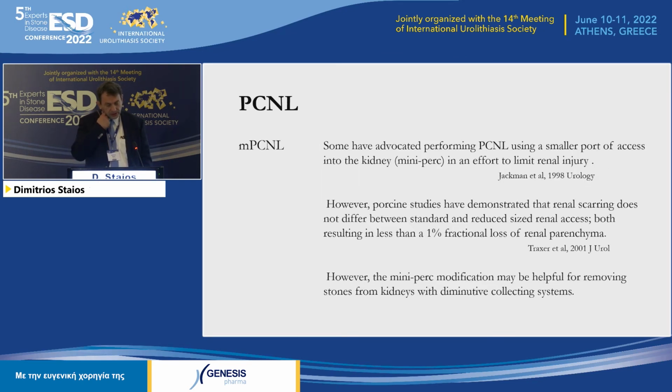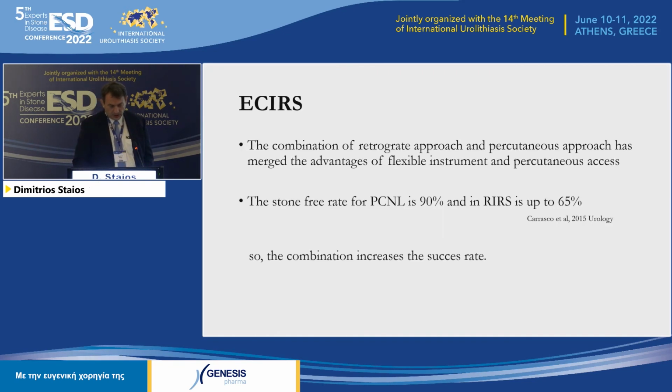Some have advocated performing PCNL using a smaller instrument in an effort to limit renal injury. But studies have shown us that it's the same whether you use a standard or a mini. The fractional loss of renal function is about 1%. Though if you use smaller instruments, we can access diminutive collecting systems in children.